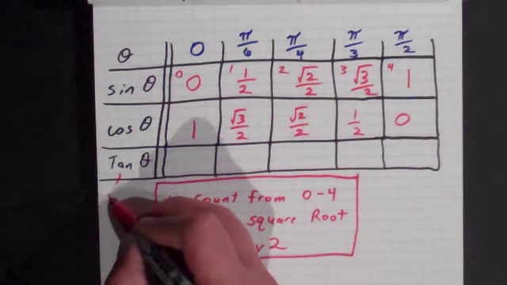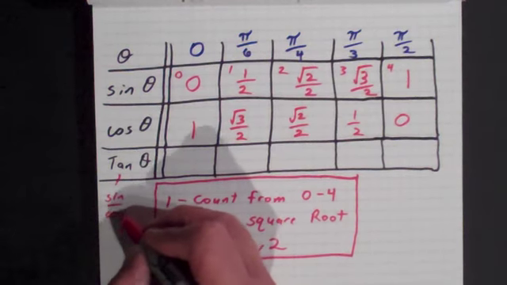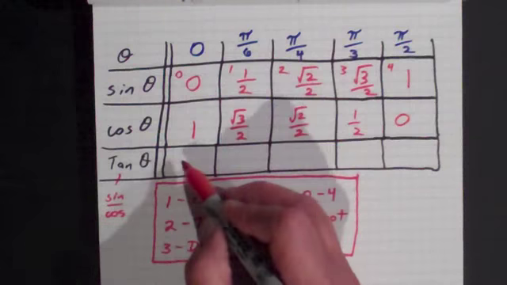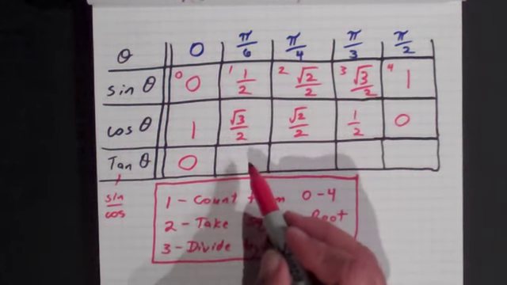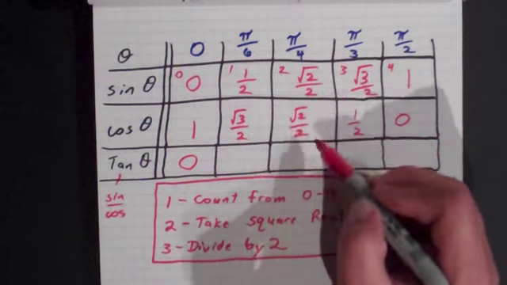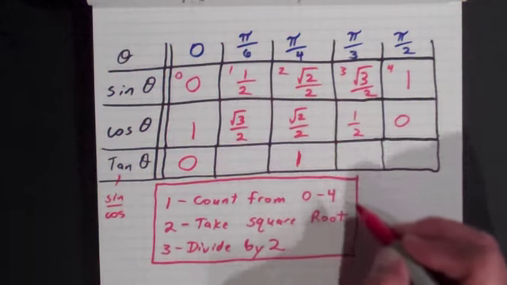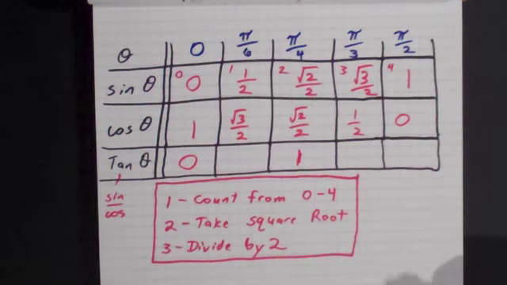Tangent's rather easy as long as you know that it's sine over cosine. 0 over 1 is 0. I'll skip this. Anything divided by itself is 1 for pi over 4. Tangent of pi over 4 is 1.